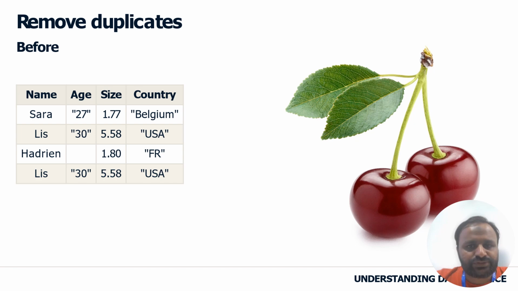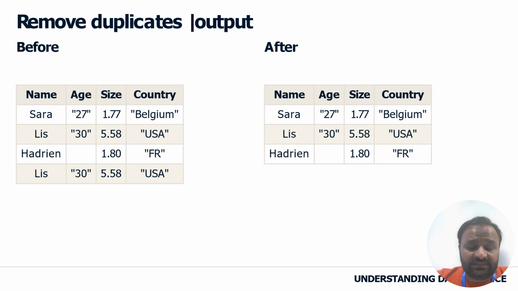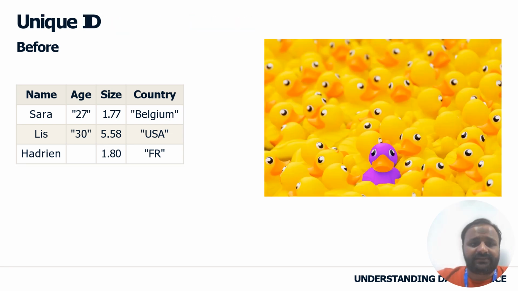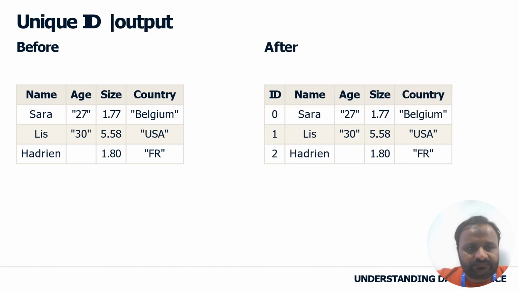So in general, you want to remove duplicates. Python and R make them easy to identify. Here we can see that Alice appears twice. So it's your duty as a data analyst to remove the duplicate. What happens if there is another person called Liz? Then you want a way to uniquely identify each observation. It can be a combination of features like first name plus last name plus year of birth, but the safest way is to assign a unique ID, like Sara's ID is 0, Alice's is 1, and Hadrian's is 2.